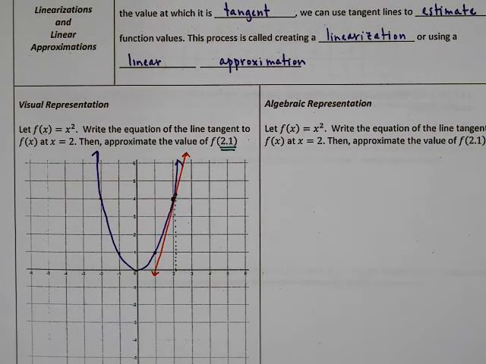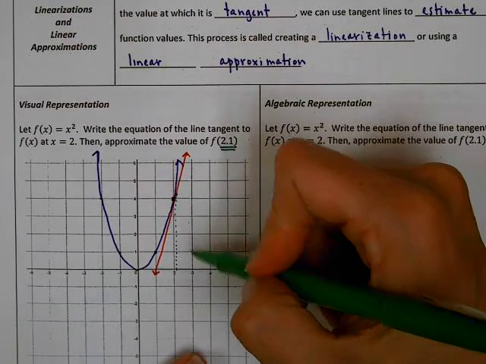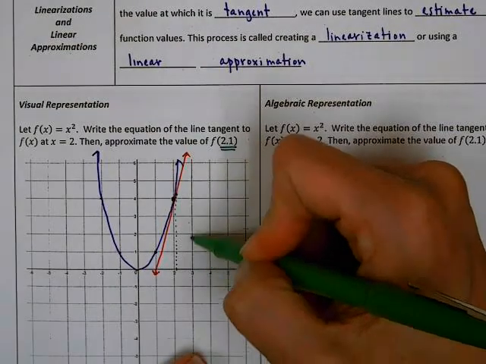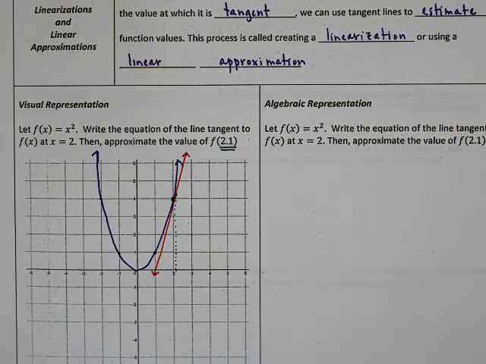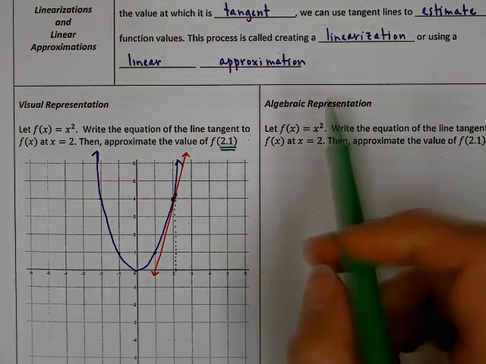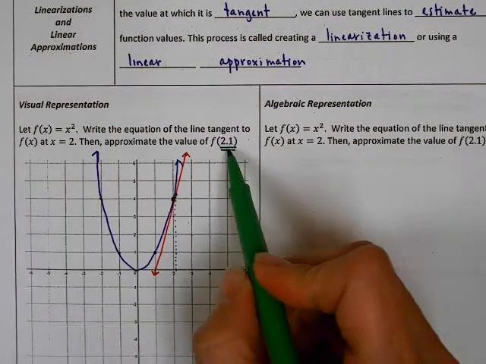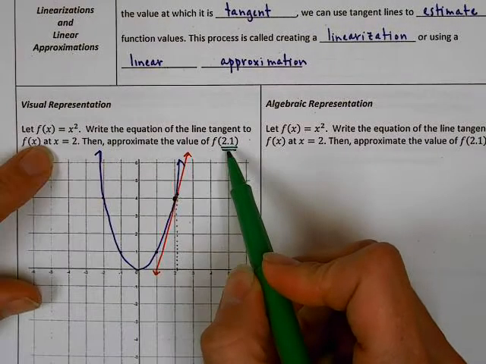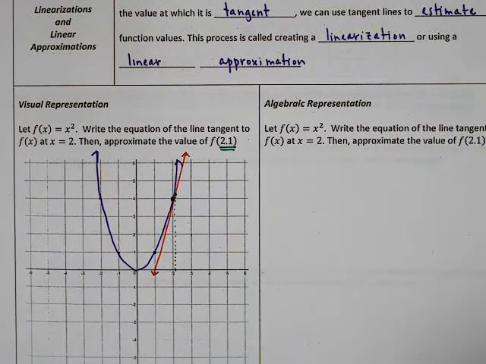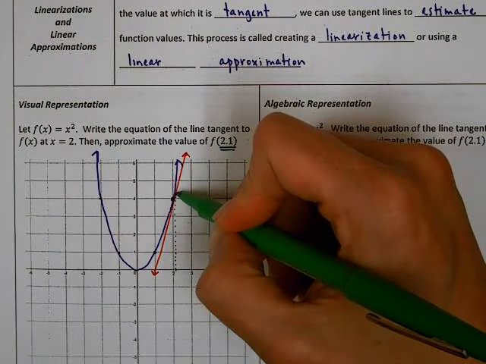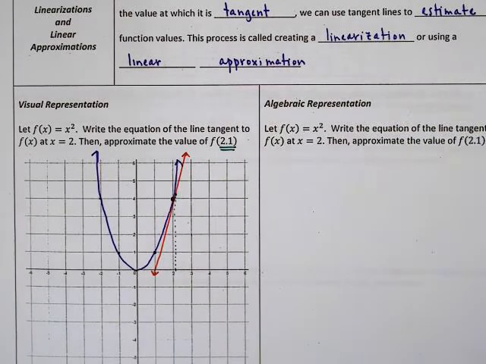Now, if I were to go further away, so if I were trying to use the tangent line to approximate f of 3, obviously that would not be as good of an approximation. So when we're talking about linearizations, we're going to be approximating values that are very close to the point of tangency. So that's the big idea here. We're using this red tangent line to approximate what's actually happening on our purple function in this case.